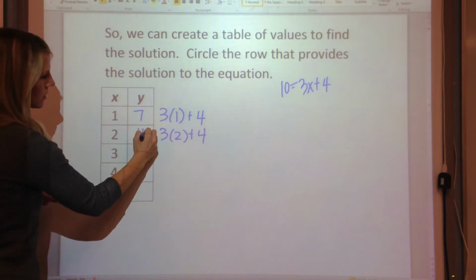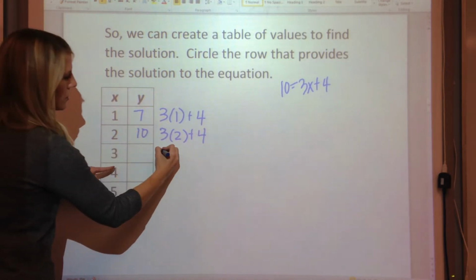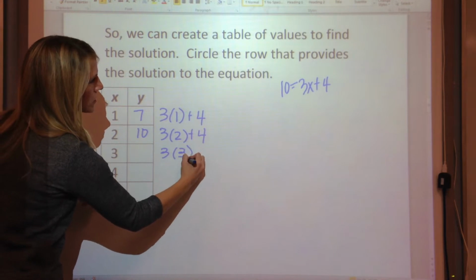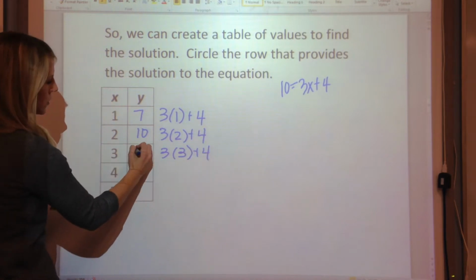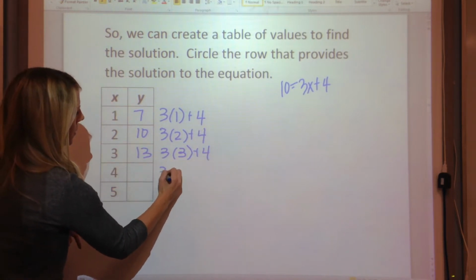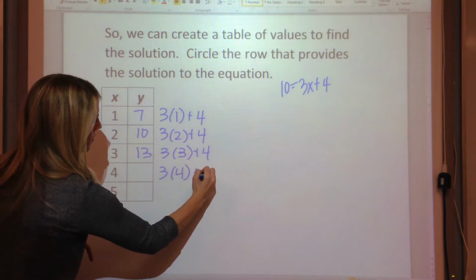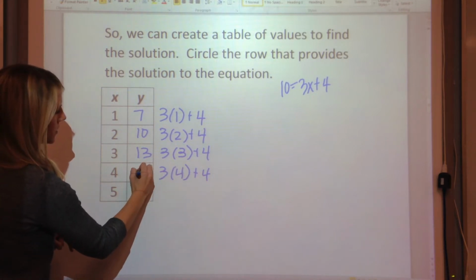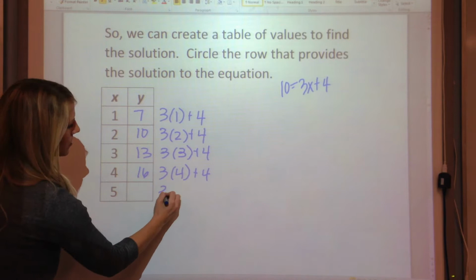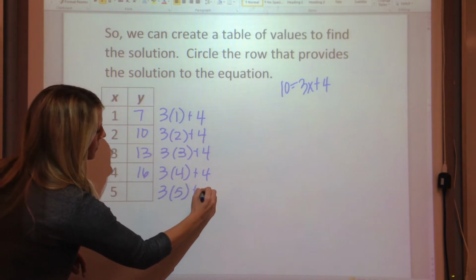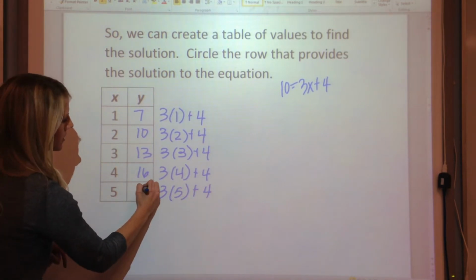6 plus 4, 10. 3 times 3 plus 4, 9 plus 4 is 13. When x is 4, what do I get? 12 plus 4 is 16. And then 3 when x is 5. 3 times 3 plus 4. 15 plus 4 is 19.